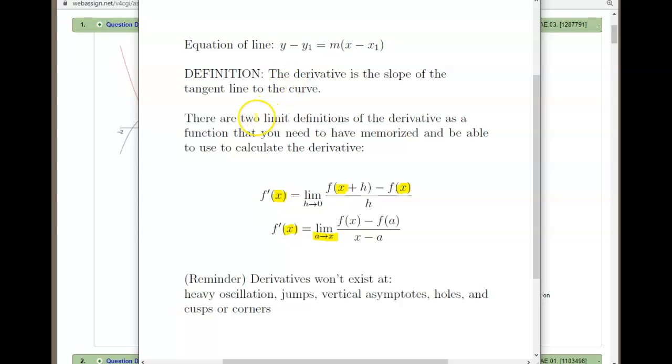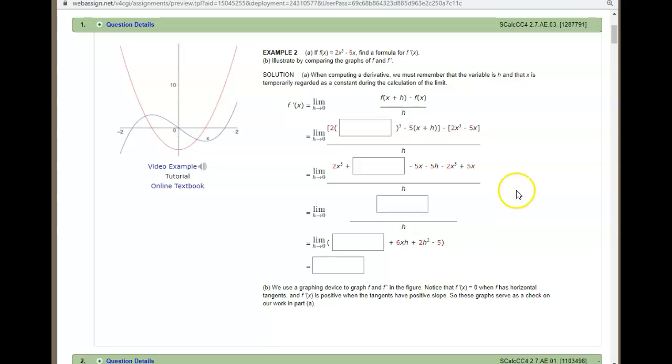When I ask to find the derivative and I don't give you any information, then you're finding the derivative as a function. Just a reminder that the derivatives won't exist at heavy oscillation, jumps, vertical asymptotes, holes, and cusps or corners. For the first problem, we're just running through this example with 2x cubed minus 5x as our f of x with one of the definitions of the derivative. So we've done several of these before, and I'll give you some more in some notes.